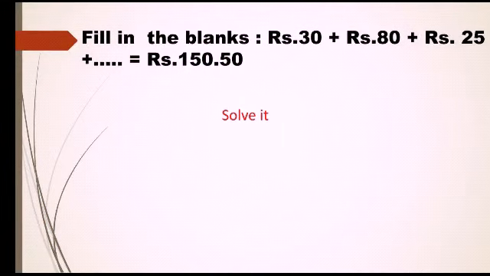Here it is given, fill in the blanks. Rupees 30 plus rupees 80 plus rupees 25 plus dash is equal to rupees 150.50. So here you have to find the missing number. So how to find it? I will not help you to do it. You have to solve it and answer it in my comment section, that how to find the missing number.